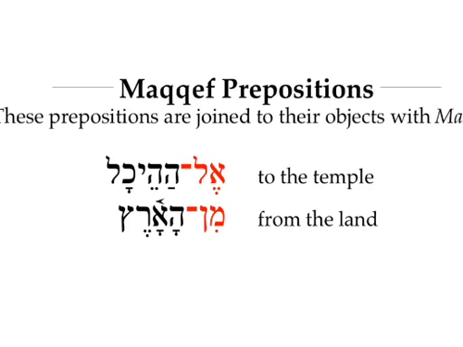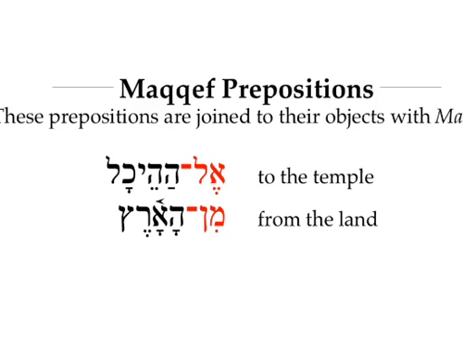Let's look together at makef prepositions. Look at your screen. These particular prepositions are joined to their objects with something called a makef. The makef is a small horizontal stroke that exists between the preposition and the object. You'll see in the two examples on your screen, El HaHekal and Min Haaretz, two prepositional phrases. The prepositions and the makef are in red. Let's look at the first example together, El HaHekal. Do you see the preposition el, meaning to, followed by the object?